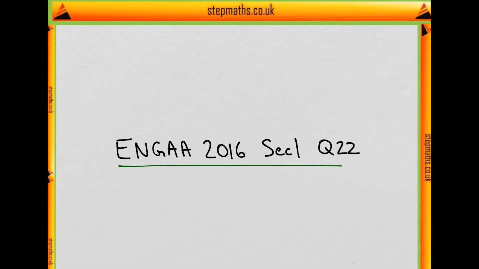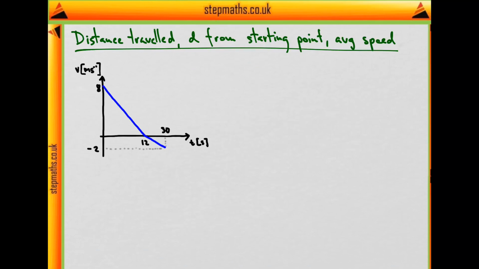In this video, we'll look at question 22 from the 2016 exam. In this question, we know that an object moves according to the following graph of velocity against time. We're supposed to find the total distance travelled during these 30 seconds, then the distance from the starting point at time equals 30 seconds, and the average speed over this period of time.